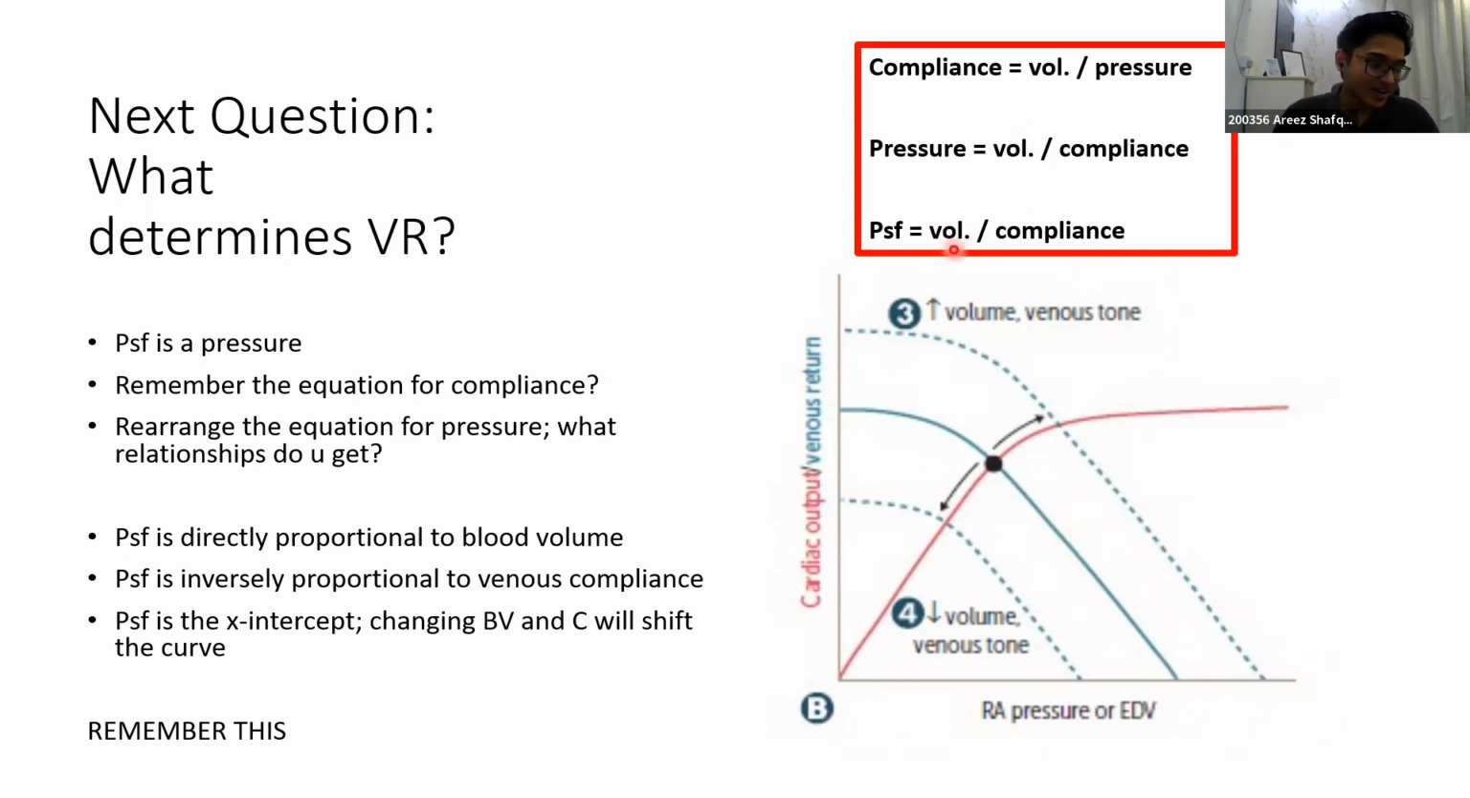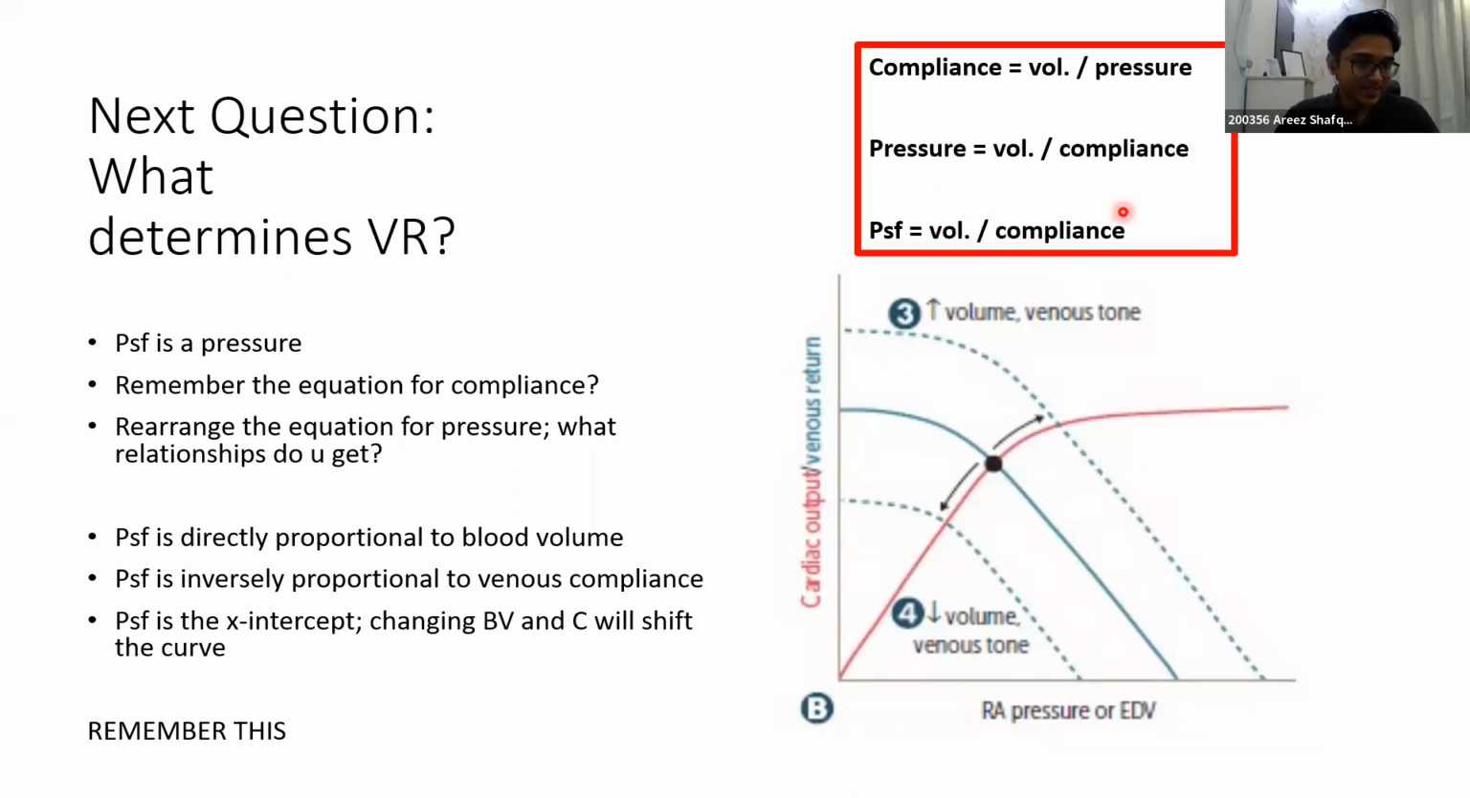Now, from this equation, we can get some important relationships, okay? PSF is directly proportional to blood volume. If I have increased blood volume, I increase PSF. This will shift the curve to the right because PSF is increasing. Does this make sense? Because PSF is directly proportional to volume. Does this make sense? Yes, makes sense. Okay, good.